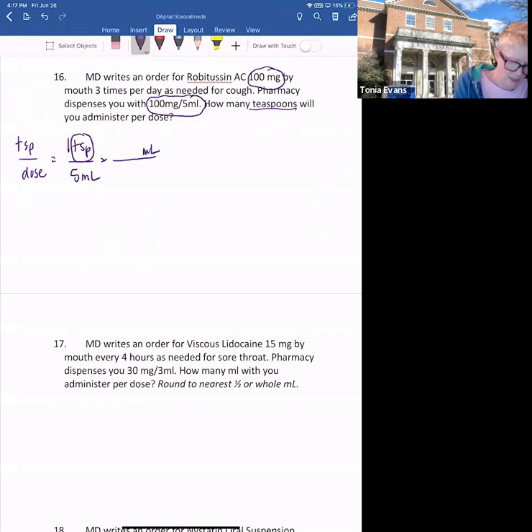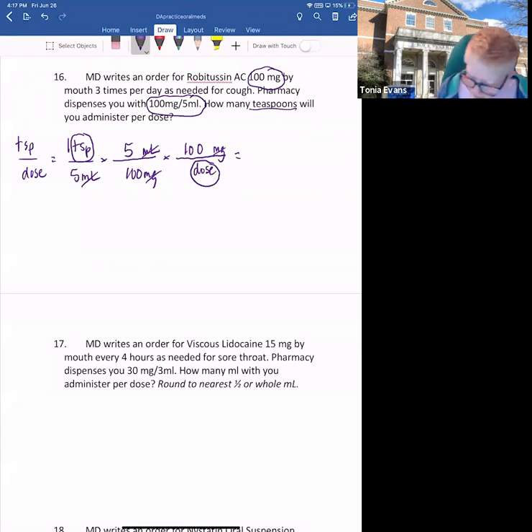Okay, so I need to get rid of that milliliters. I know that 5 mLs contains 100 milligrams. That cancels out my milliliters. And milligrams, I need to get rid of that. My ordered dose is for 100 milligrams per dose. Okay. I got teaspoons per dose. Everything cancels out. So I'm going to say 5 times 100 divided by 5 divided by 100 equals 1 teaspoon per dose.